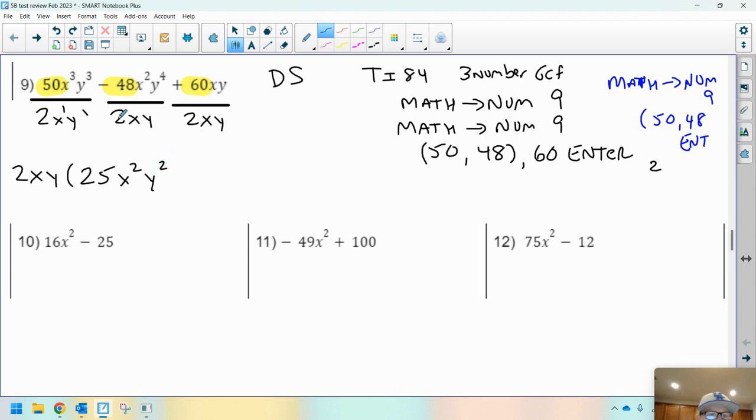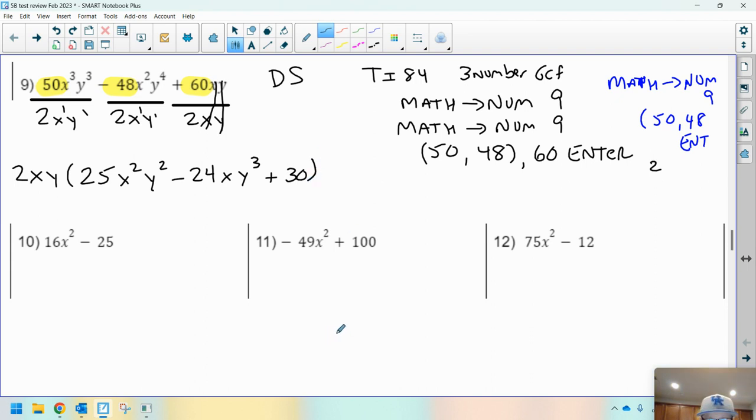Now we have negative 48 divided by 2. A negative divided by a positive is a negative, negative 24. 2 minus 1 is just going to be x to the first power, or just x. 4 minus 1 is going to be y to the third power. Next, 60 divided by 2 is going to be a positive 30, and the x's we don't need, and the y's we don't need. And that's going to be that.